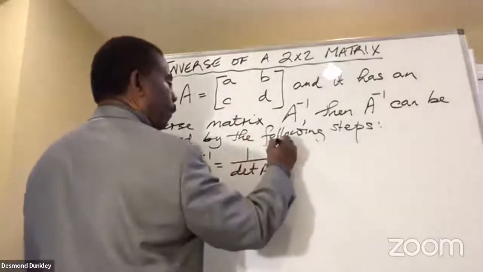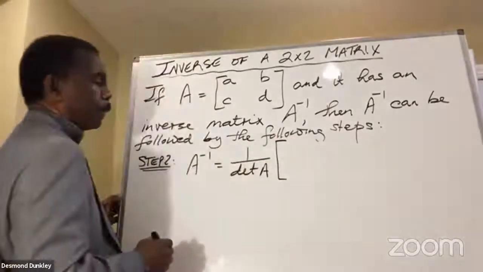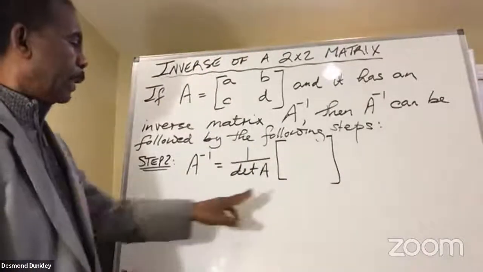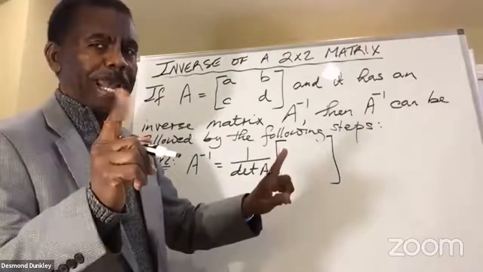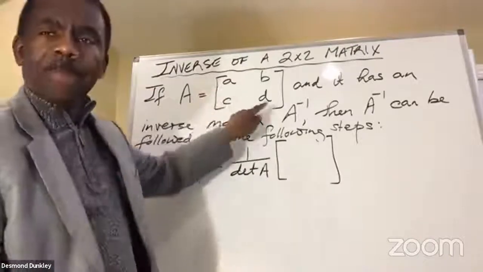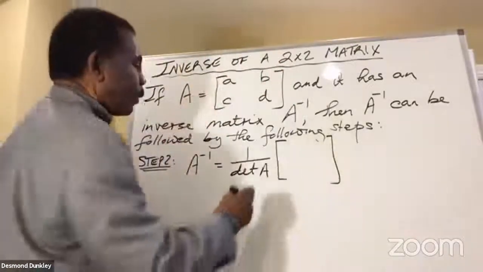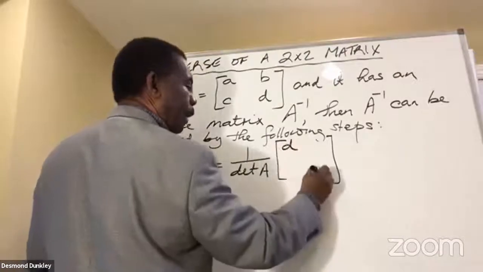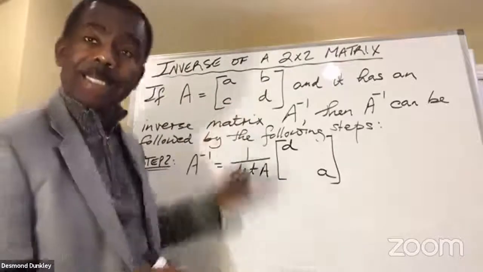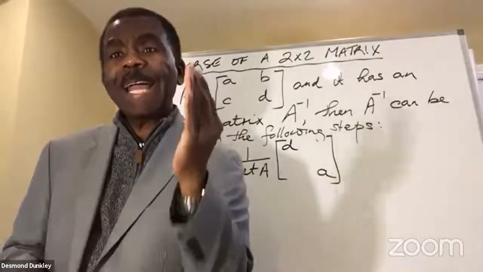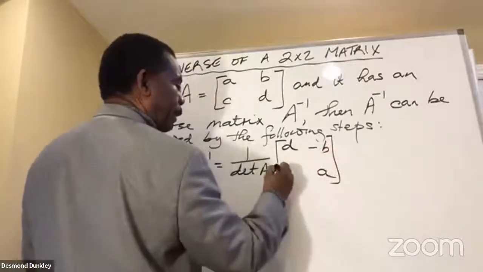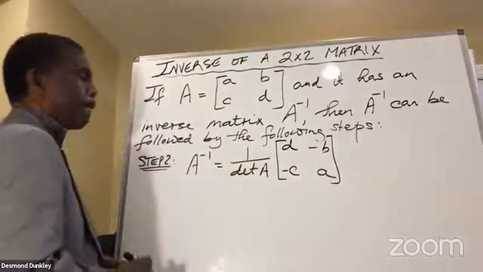So that's important. So it's 1 over the determinant of A times, and here it is. Notice it's a 2 by 2. But watch what's going to happen. Ready? Here we go. A and D switch places. So D comes here and A goes there. B and C change signs. So this becomes negative B, this becomes negative C.